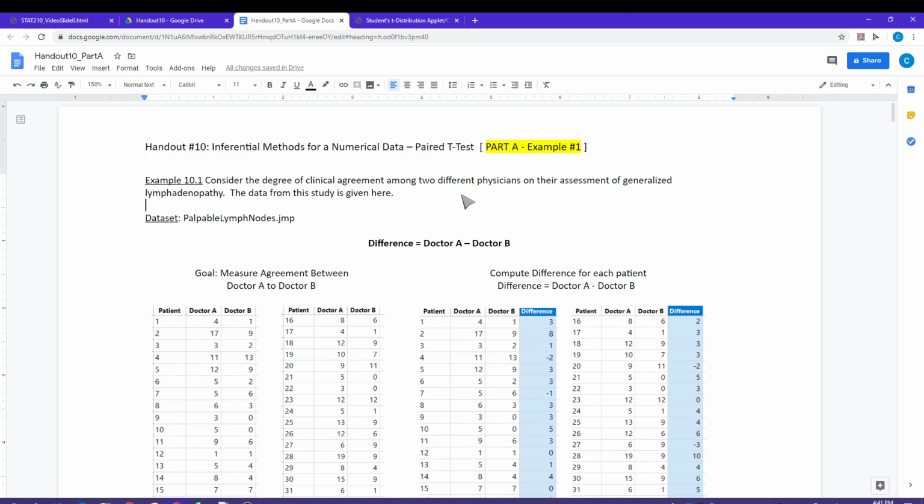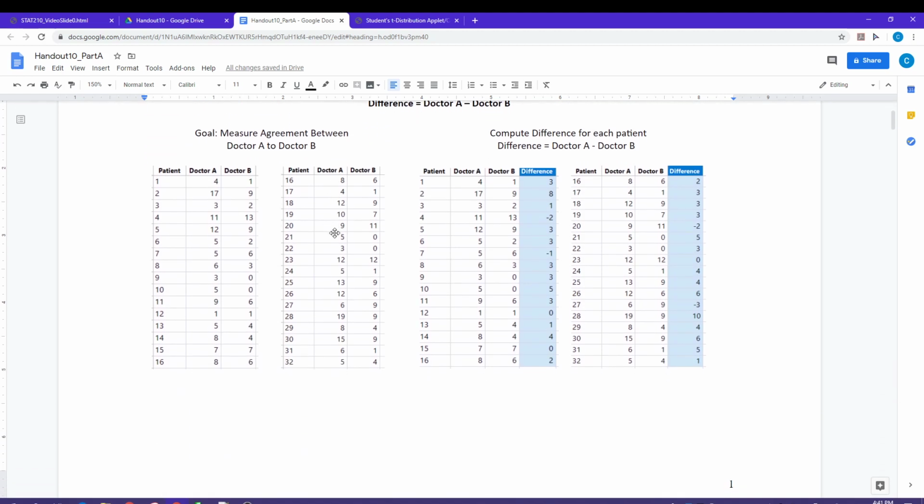In our first example, we are interested in the degree of clinical agreement between two physicians. So I have Dr. A and I have Dr. B in this data set. And I have, I think it's 32 different patients. And what the doctors were asked to do is count the number of palpal lymph nodes. So Dr. A found 4 in this patient, whereas Dr. B found 1 in that patient. Patient number 3, Dr. A found 3, Dr. B found 2. So they're pretty close in the amount of agreement for that particular patient. So we are interested in the clinical agreement between Dr. A and Dr. B.